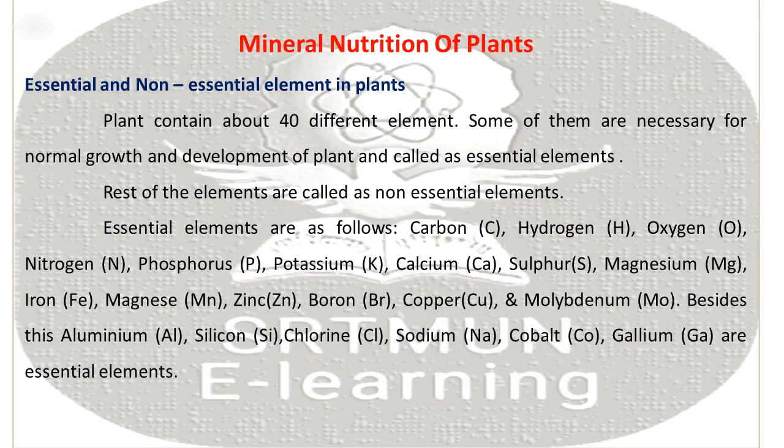Now, start mineral nutrition of plant. Essential or non-essential elements in plants. Plants contain about 40 different elements, some of them necessary for normal growth and development of the plant, and called essential elements. Now, the rest of the elements are called non-essential elements.